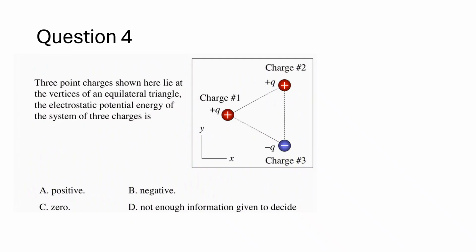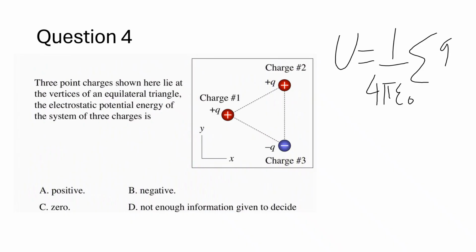So we know that electrostatic potential energy will be equal to U equals 1 over 4 pi epsilon naught, I mean in vacuum, sigma Q1 Q2 over R, where R is the distance. So I'm just using Q1 Q2. It could be Qi Qj, depending on the number of charges present, and Rij, so the different distances. But here the distances are equal because it's an equilateral triangle. So it means U will be equal to 1 over 4 pi epsilon naught.